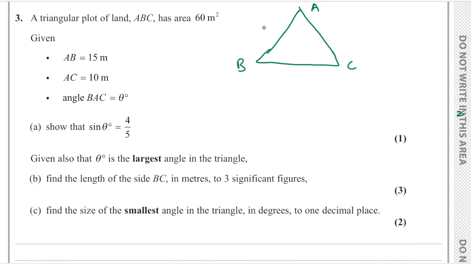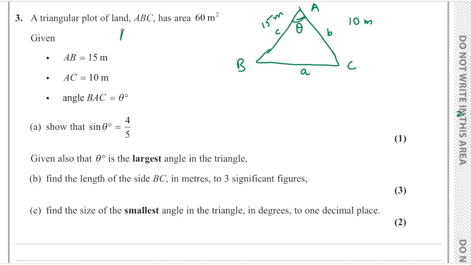So it is given AB is 15 meter. So this I label as small letter a, this is small letter c, and this is small letter b. AB is 15 meter, AC is 10 meter, and angle BAC, this angle is given as theta. Show that sine theta is equal to 4 by 5.